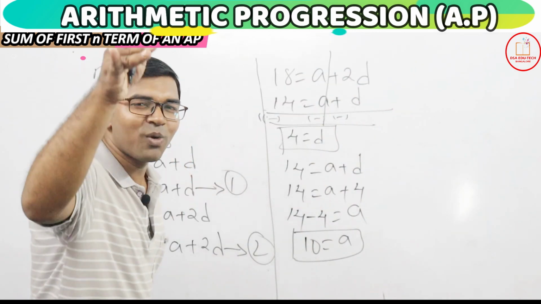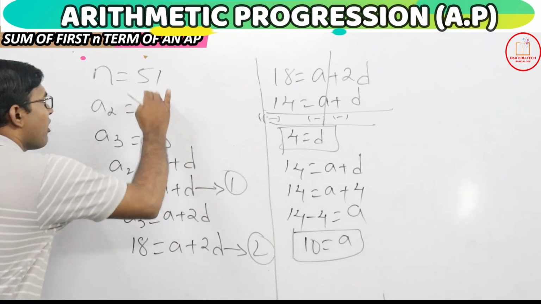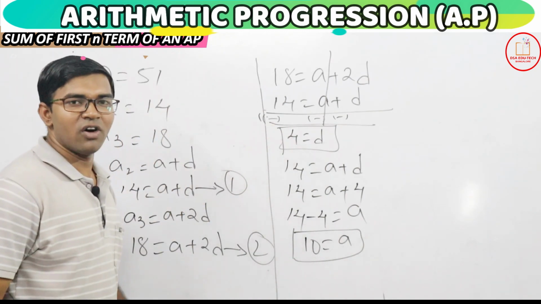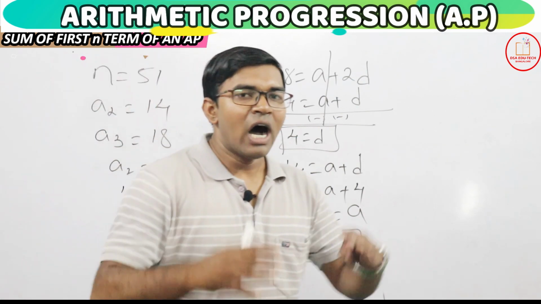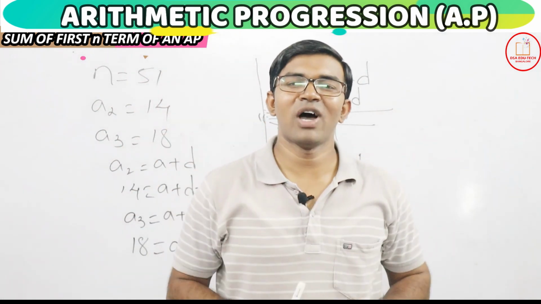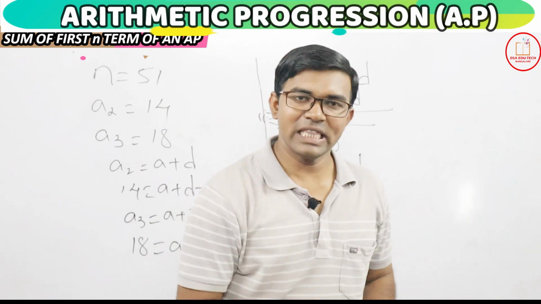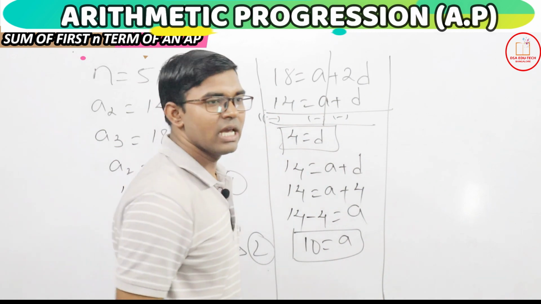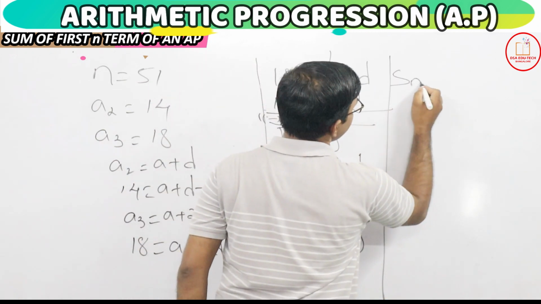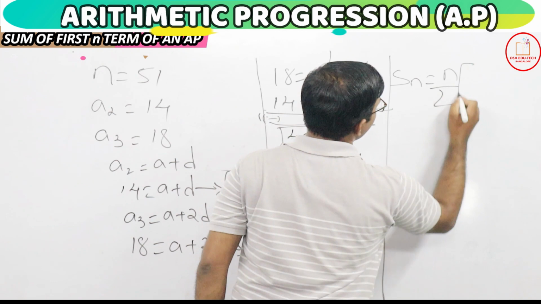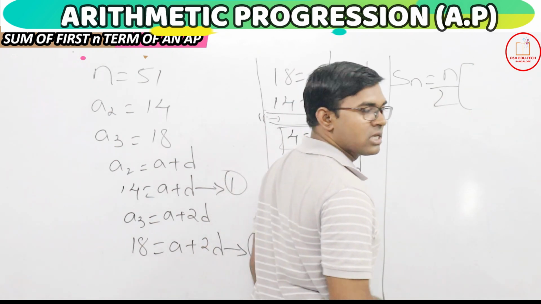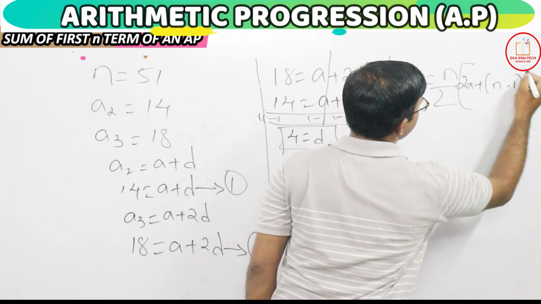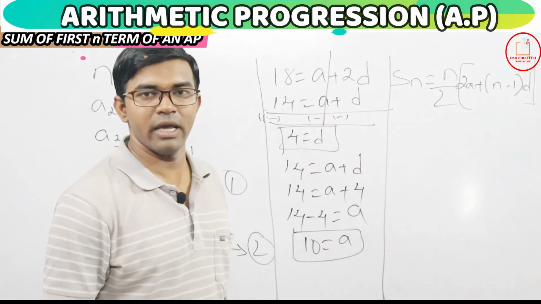If you analyze the problem a little bit, we know the value of N, we know the value of A, we know the value of D. So what I will do is substitute all these values in the formula and get the answer. Let me write the formula over here. I will write the formula as Sn is equal to N by 2 times (2A plus (N minus 1) into D). So this is the formula, right?